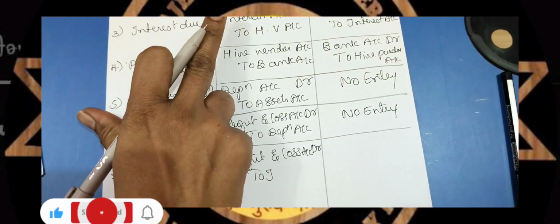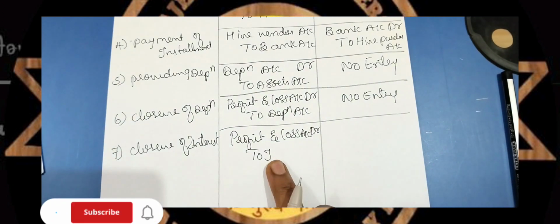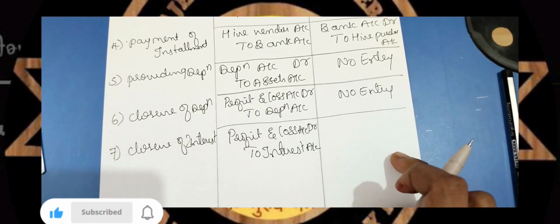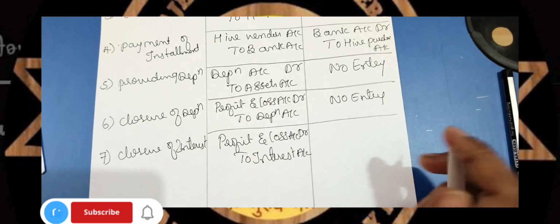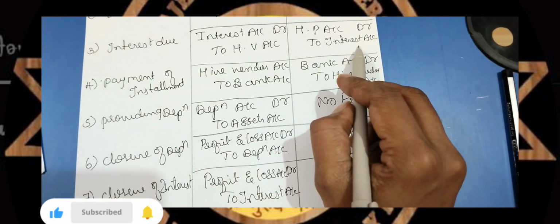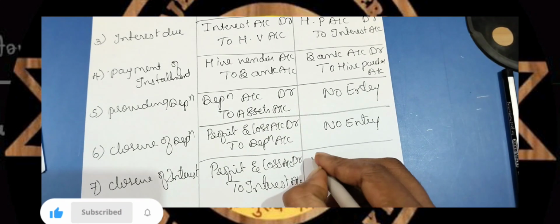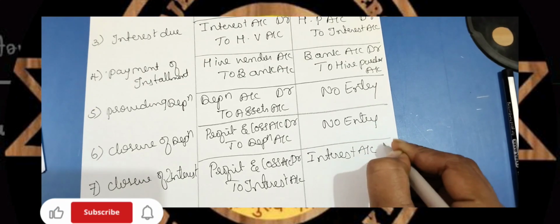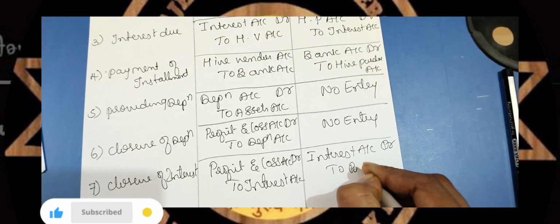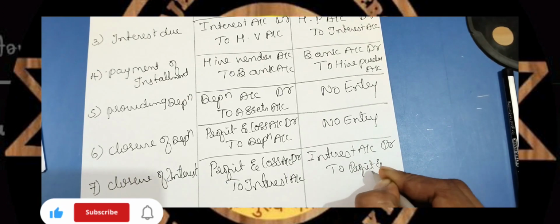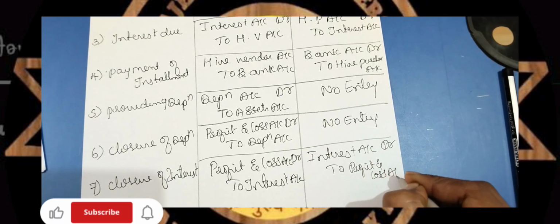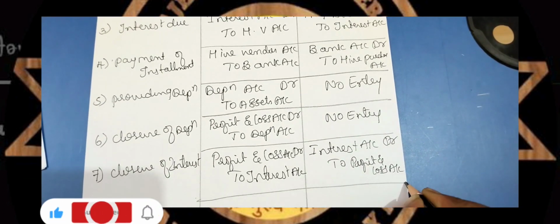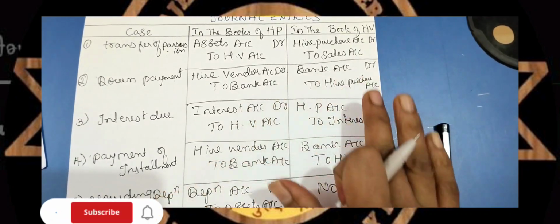See here, you are debiting interest, while closing you are crediting interest account. And here also you have opened an interest account, so you need to close. See here, you have credited interest account, while closing you are debiting interest account, debtor to profit and loss account. Don't use short forms, write profit and loss only, don't write P and L account. Okay, so these are the entries we are passing in the books of hire purchaser, hire vendor.